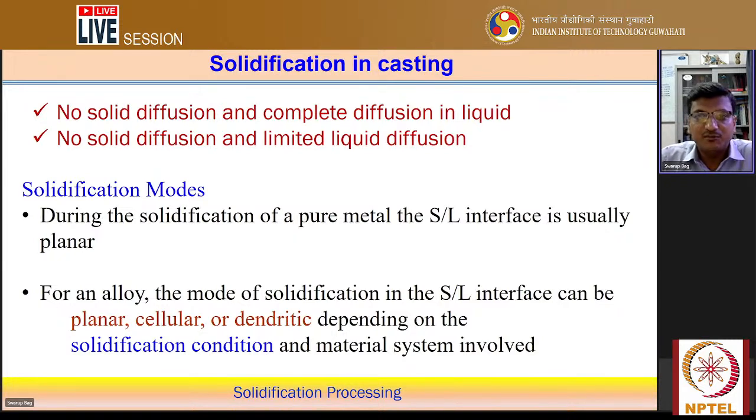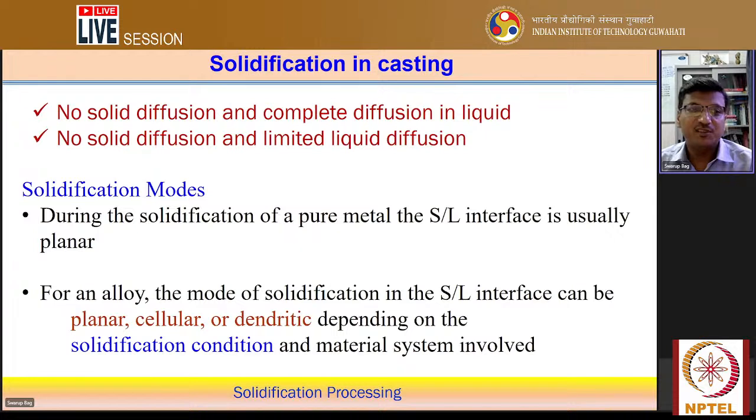So in the practical situation, usually no diffusion occurs in the solid phase, and complete diffusion occurs in the liquid phase, but with some external aid to make the complete diffusion in the liquid happen. This is one case. In another case, we assume there is no solid diffusion, but limited diffusion occurs in the liquid phase. So in these two cases, how the structure forms, and based on that we can predict the concentration profile in the alloy system.